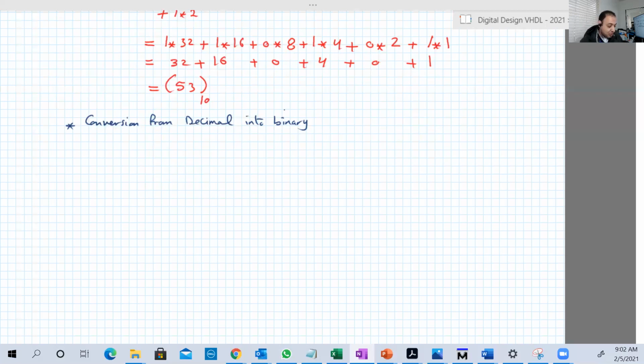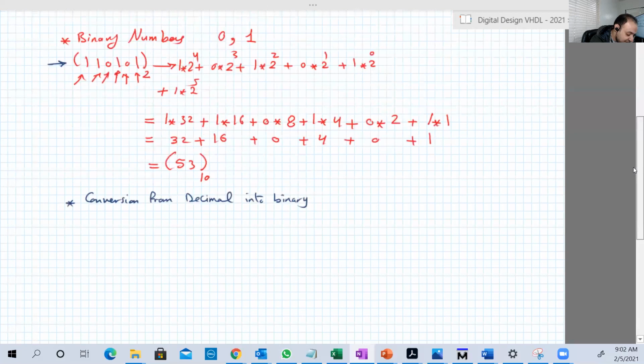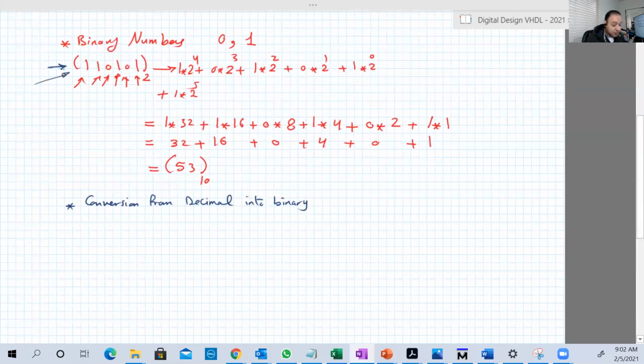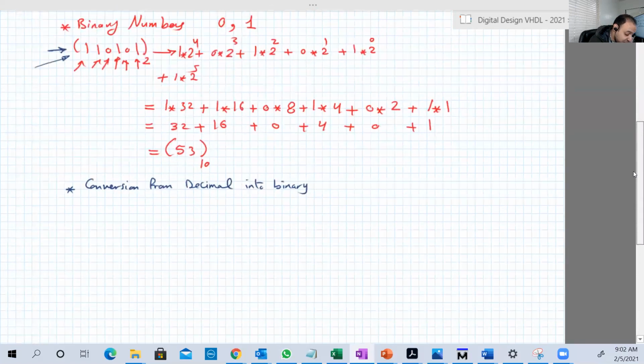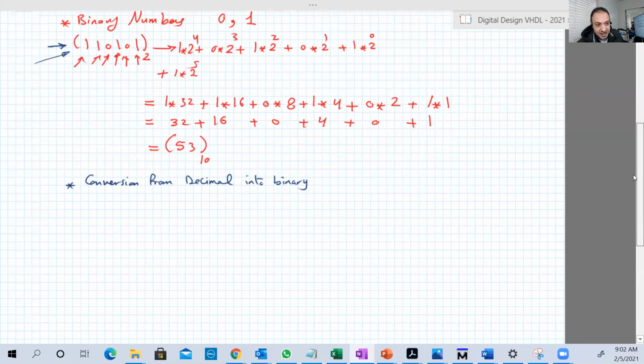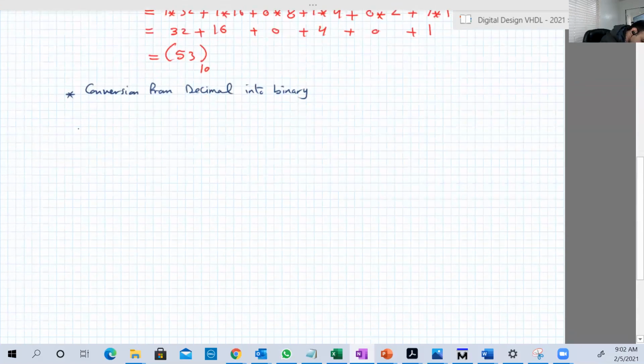numbers, like 53. So let's do the same example we did before, but in the opposite way. We saw previously that the binary equivalent of 53 is 110101. Now we will start from 53, and we should reach the same result. So this is 53. And the algorithm depends on divisions by 2. In each step of the algorithm, we will divide some number by 2. And the start here is our number that we want to convert.